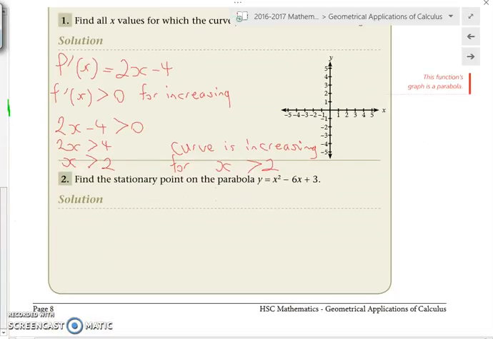Next one. Find the stationary point on the parabola. Okay. So what we want is y dash equals 0. Now, once again, dy dx, f dash x, y dash. We all happy with that? The notations?